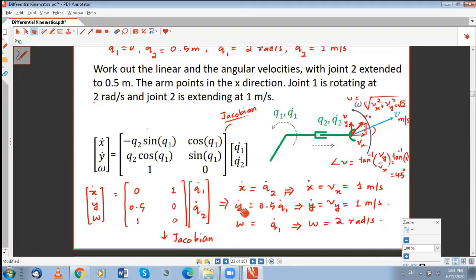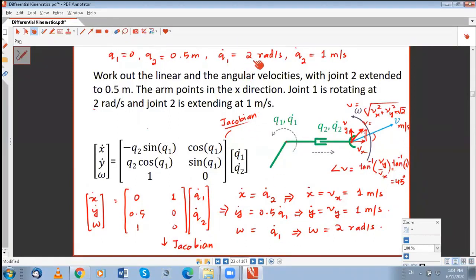And similarly, y dot is coming from half of q1 dot. q1 dot is theta dot, and think of this as your r. So 0.5 multiplied by q1 dot, which is 2 radians per second, will give you 1 meter per second as well. That's a tangential velocity, you can say. That's the y component of the velocity of the end effector.